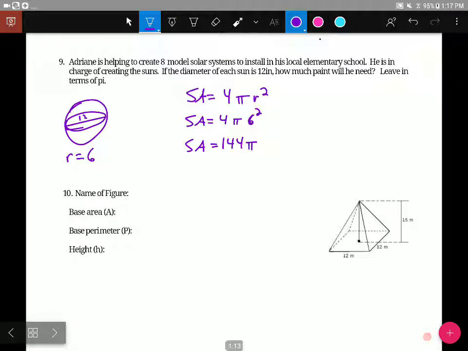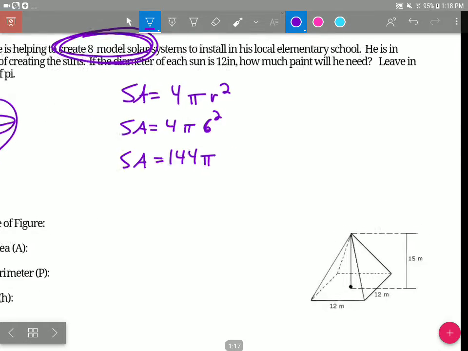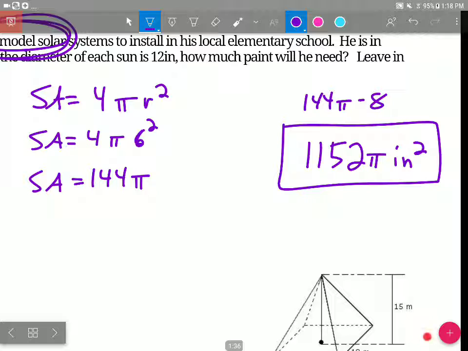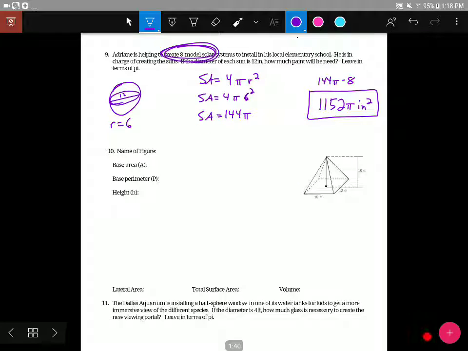But we are not done because he needs to make 8 of them. So that's 144 pi times 8. That's well over 1,000. So he needs 1,152 pi square inches of paint. Cool. That's how much paint he needs. All right, let's go ahead and do 8.